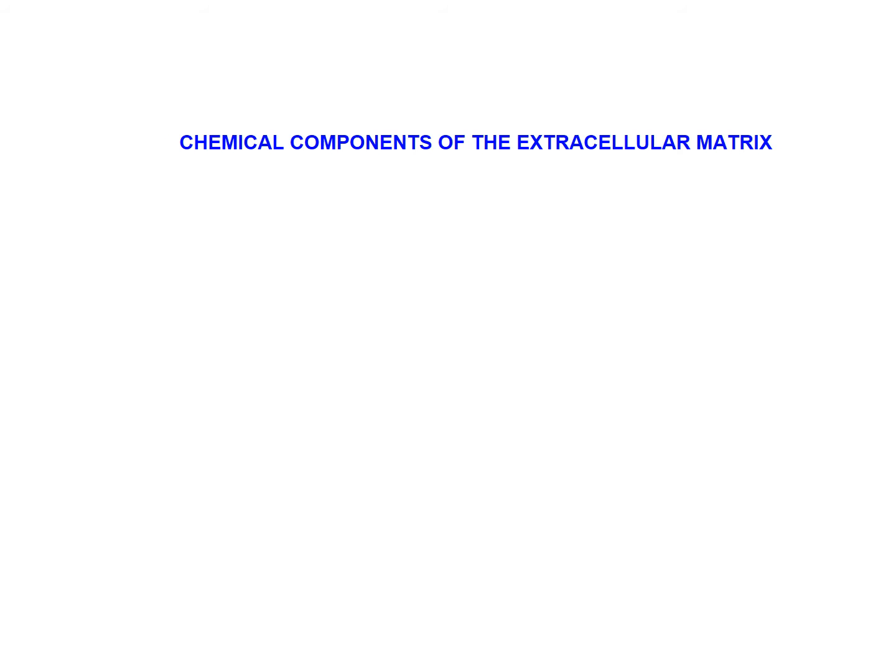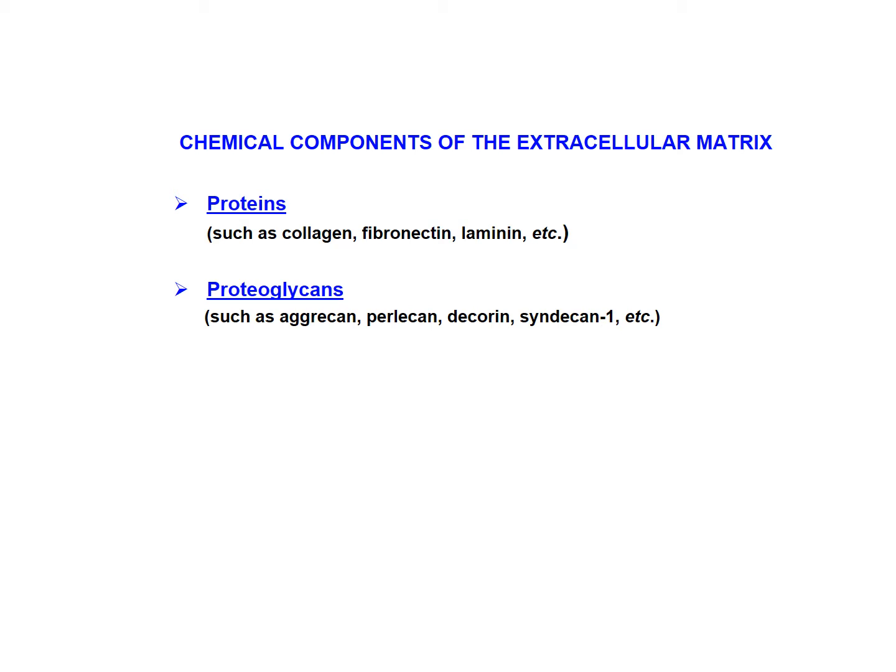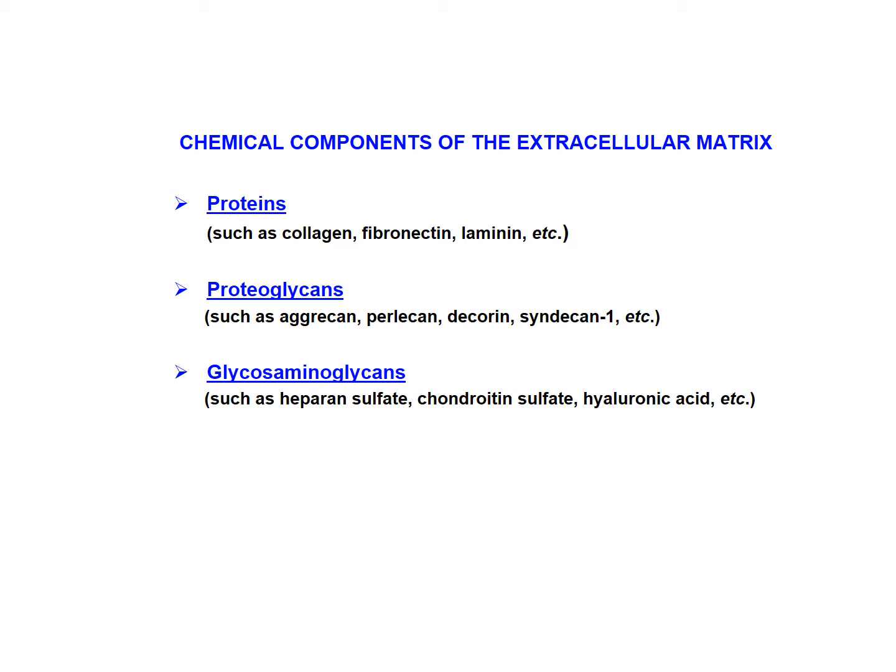This, of course, now explains why the title of this lecture is Proteins and Cells, because the chemical components of the extracellular matrix are, for example, proteins such as collagen, fibronectin, laminin, and other proteins which are specific to specialized tissues, proteoglycans, which are a form of proteins, and some examples of proteoglycans are aggrecan, decorin, syndecan, etc., and glycosaminoglycans such as heparan sulfate, chondroitin sulfate, hyaluronic acid, etc.